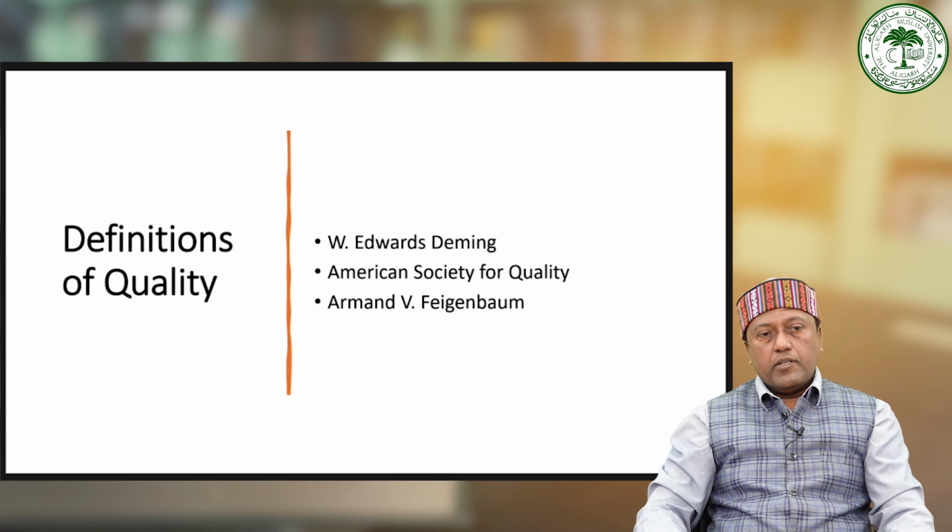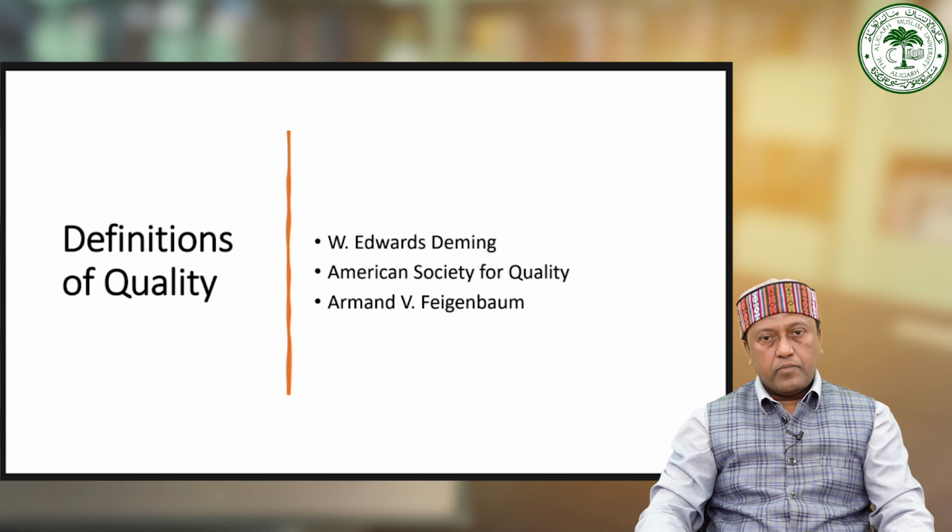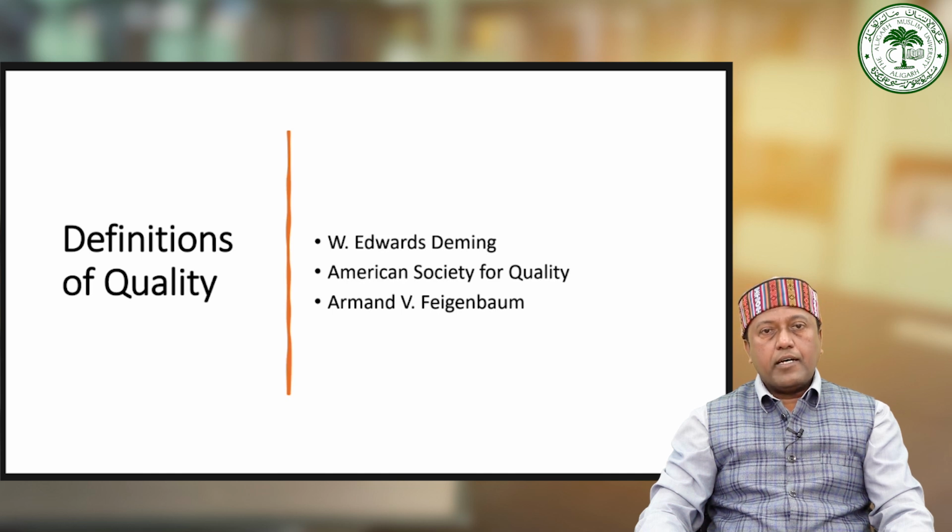Then, if we try to analyze the definition given by the American Society for Quality, what they have said: quality is a subjective term for which each person has his or her own definition. So, in technical usage, quality can have two meanings. One, the characteristics of a product or service that bear on its ability to satisfy stated or implied needs. And two, a product or service free of deficiencies. So, any product which is ideal, has no drawback, no deficiency, can be considered as quality.